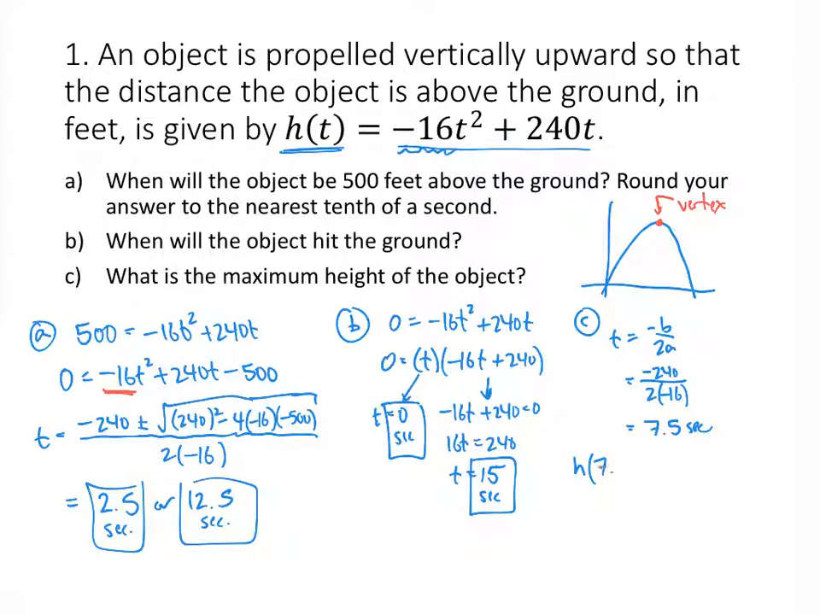So we need to figure out h of 7.5, which is negative 16 times 7.5 squared, plus 240 times 7.5. And again, when we work all that out, we end up with 900, and in this case the units would be 900 feet.